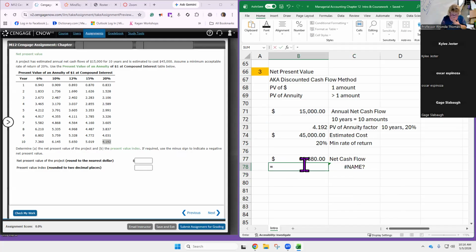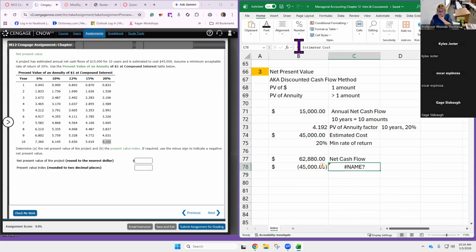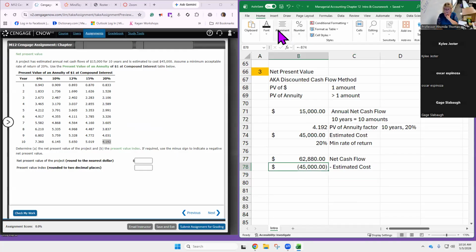I'm going to put this in here to show how this gets calculated. So it's net cash flow. This is of an annuity, right? Because it was 15,000 10 times. So that makes the table that we needed the one for annuity, even though that's the only one they gave us. And now we can subtract this, and we should have the net present value of the project.